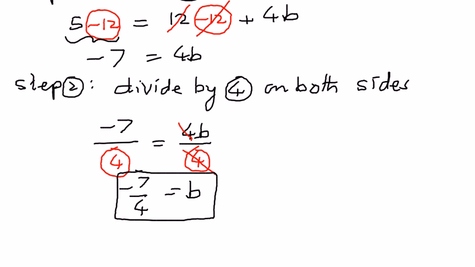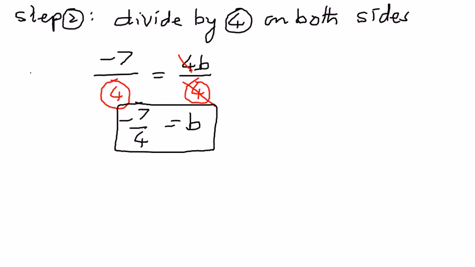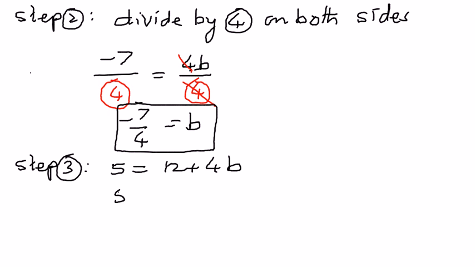But in the meantime, we want to make sure that we have arrived at the correct solution. We want to go back and then check our work. The way to check our work is by substituting the value of b into the given expression. The given expression we have is 5 is equal to 12 plus 4b, and the value of b is negative 7 over 4. Let's write that down. 5 is equal to 12 plus 4 times negative 7 over 4, like that.